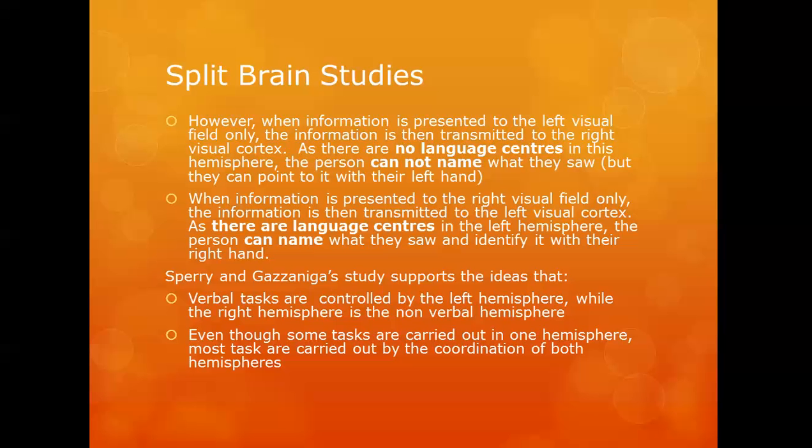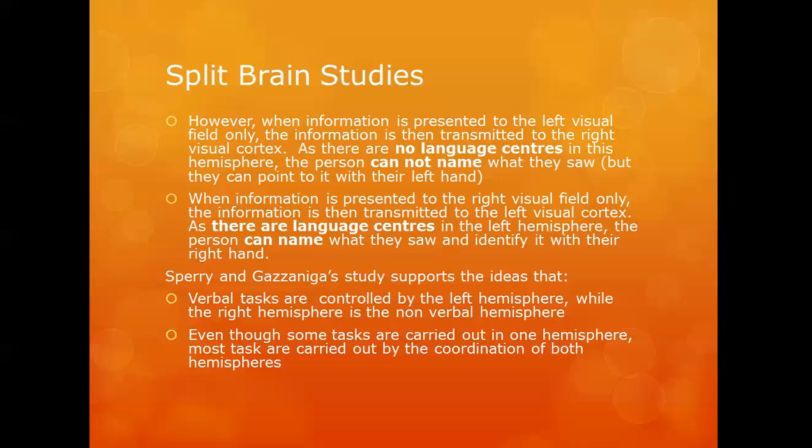So basically, Sperry and Gazzaniga, when they looked at these studies, it really supported the idea that the left hemisphere controls verbal tasks, whereas the right hemisphere is involved in non-verbal type tasks. And it really also emphasised the fact that even though some tasks are carried out in one hemisphere, like language, most tasks actually involve coordination of both of your hemispheres. So those are basically the results of their experiments and what they've been able to find.